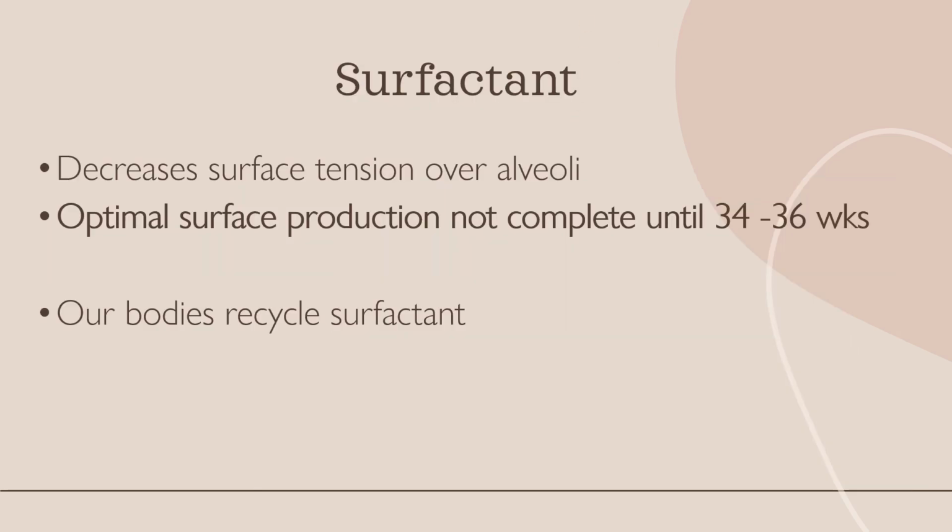So essentially what surfactant does is decreases the surface tension over the alveoli, and optimal surfactant production is not complete until 34 to 36 weeks. Now the nice thing about surfactant is our bodies can recycle it even when we give it artificially. The body can reuse those substances to make more surfactant.